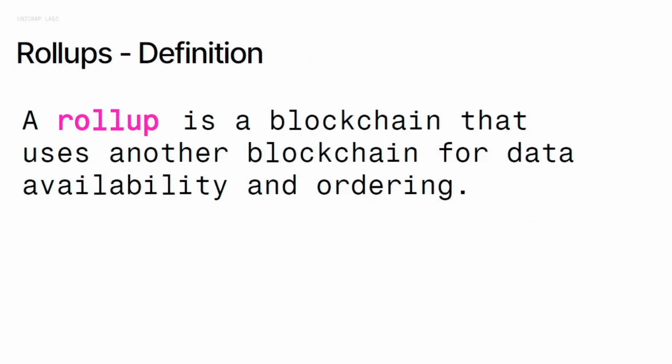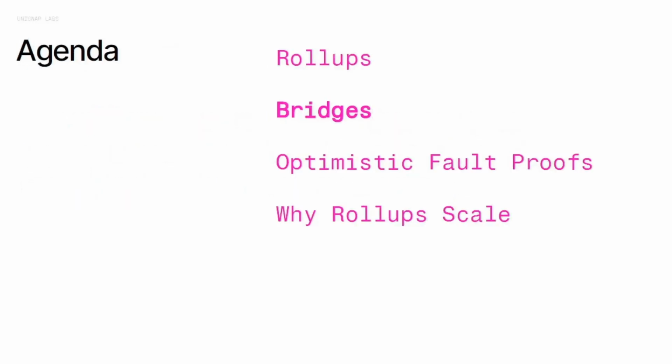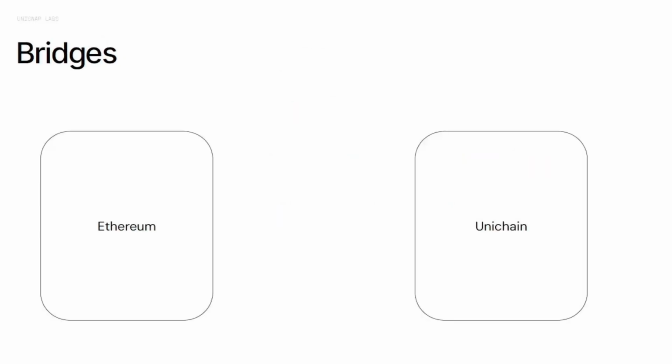And back to our definition. A rollup is a blockchain that uses another blockchain for data availability and ordering. Okay, so we have to talk about bridges very briefly. Right now we have a rollup, we have a blockchain, and you can move money in, but we've talked a little bit about withdrawals, and you can't really do that at this point with what we've described.